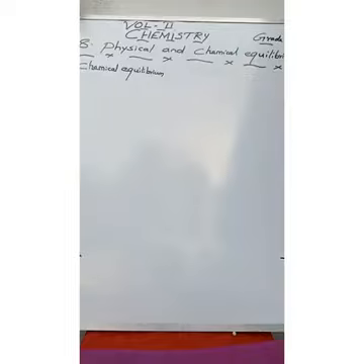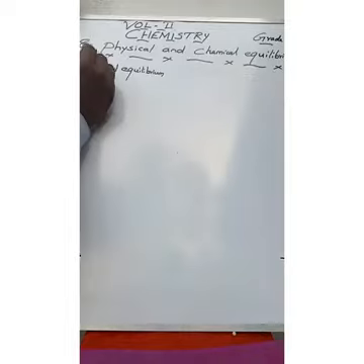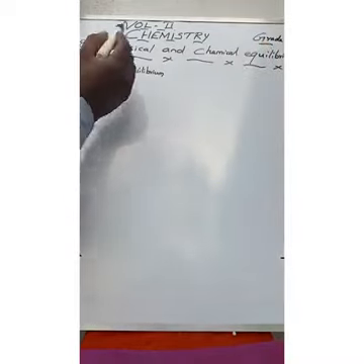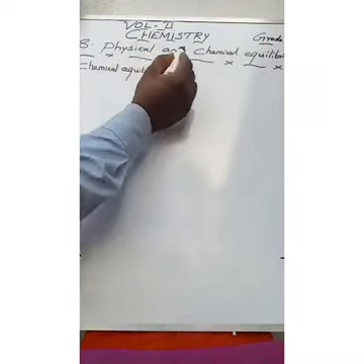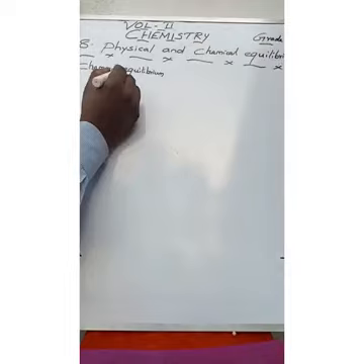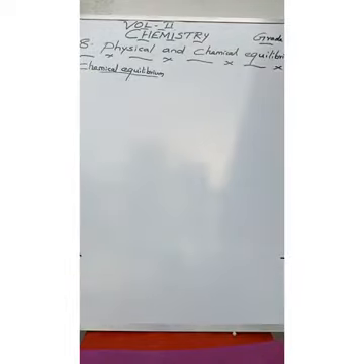Today we will discuss Unit 8, Physical and Chemical Equilibrium. It's in the second volume book. First, we will discuss chemical equilibrium. What is chemical equilibrium?